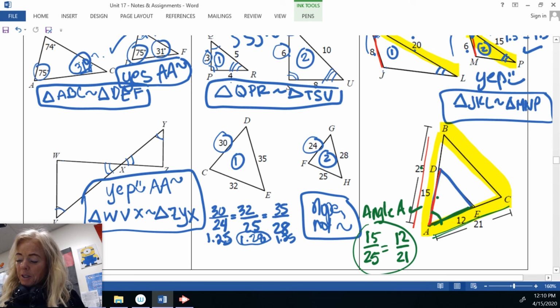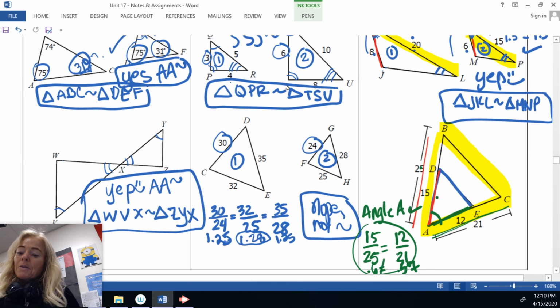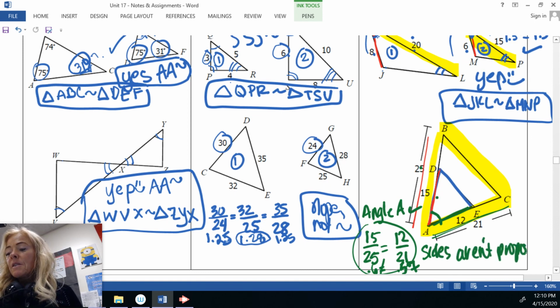15 divided by 25 is 0.6. Does that equal 12 divided by 21? And that is 0.5857. That is not the same as 0.6. So those are not equal. Sides aren't proportional. Therefore, triangles are not similar.